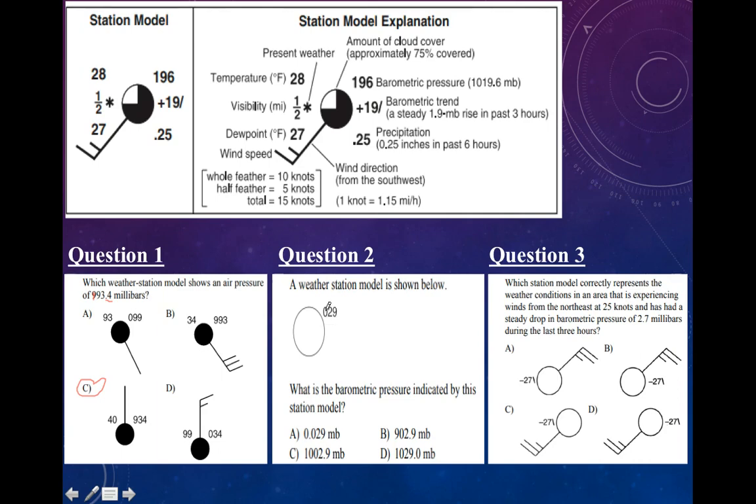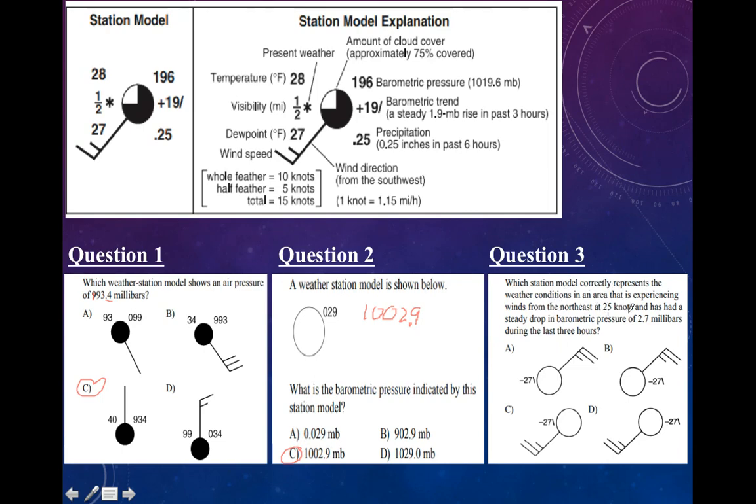A weather station model is shown below, 0 to 9. Well, the first number here, I'm going to rewrite it, 0 to 9. And again, we look at the first digit. If it's less than 5, we add a 10 in front and a decimal before the last digit. 1002.9, there's my answer.